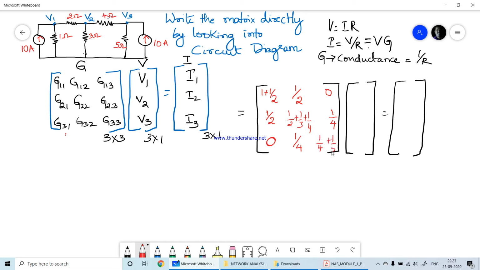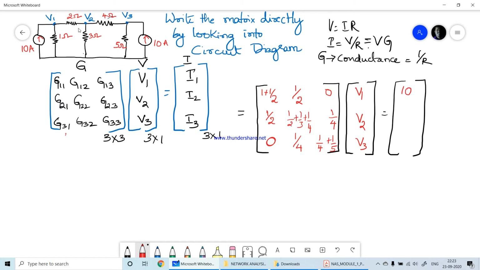This will be multiplied with V1, V2, V3, and this is equal to the current flowing through those particular nodes. When the current is flowing towards the node, we take that current as positive. When the current is leaving the node, we take it as negative. So for node 1, we can see 10 amp is flowing towards that node. Therefore, I'll write plus 10.